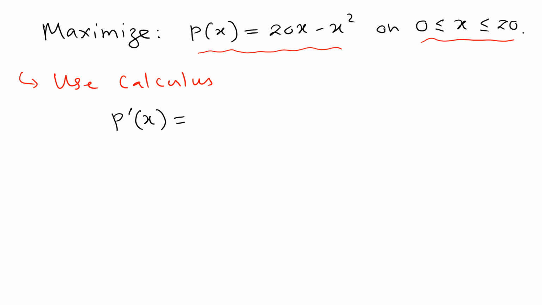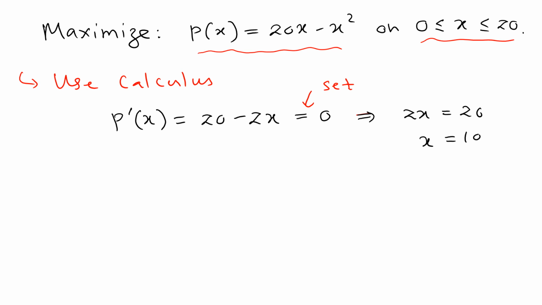If you look at the derivative, you can see that it is 20 minus 2x. To find the critical points, we set this equal to 0. You set it here; you don't get it. That's a big difference between the two, whether you get or you set. When you solve it, you get 2x equal 20, and then if you divide by 2, you get x equal 10.